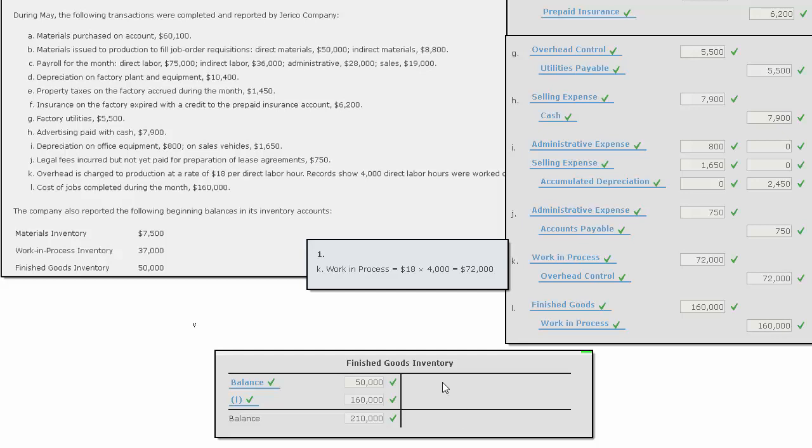Okay, now I've put finished goods inventory on the screen so you can see how that balance changes. And this one's even easier. We started off with the 50,000 and the only entry we had was the 160,000 from entry L. So we've got a debit to finished goods. Again, we would expect a credit when we sell it, right? We would credit finished goods inventory and debit cost of goods sold, but we haven't seen that transaction. So all we have is the beginning balance plus what we increased in finished goods for this example problem.